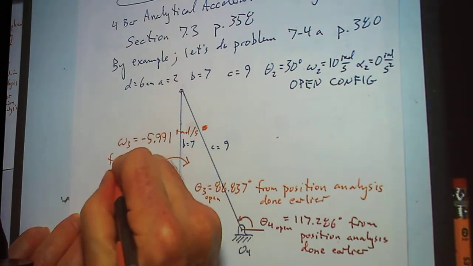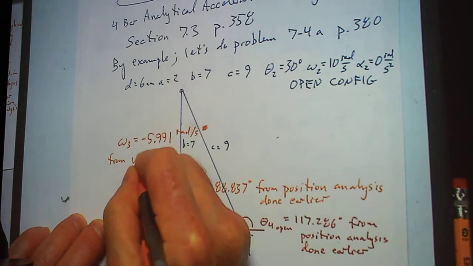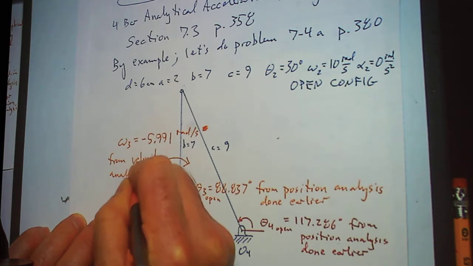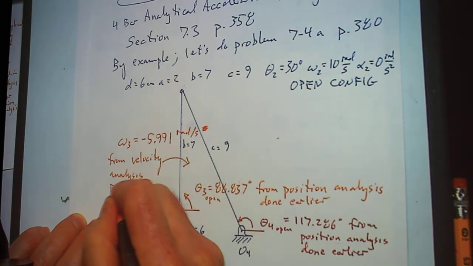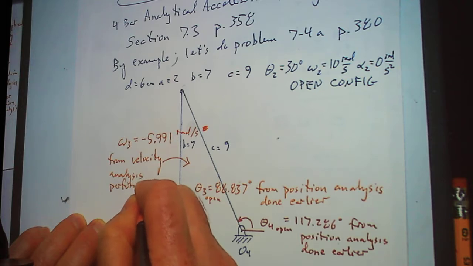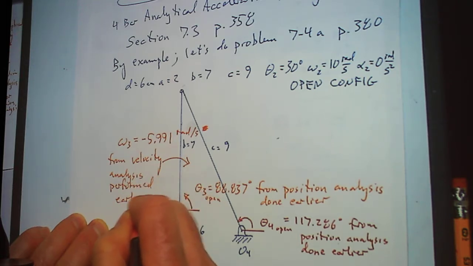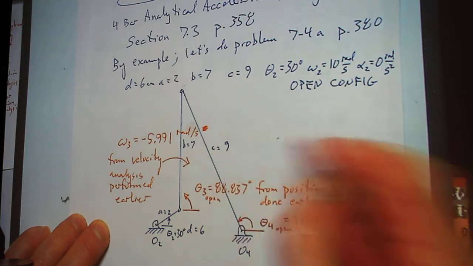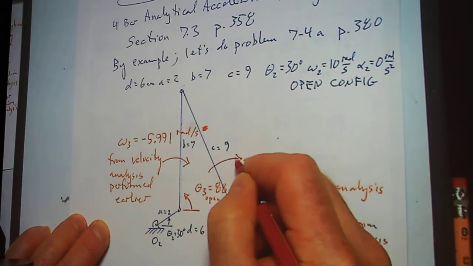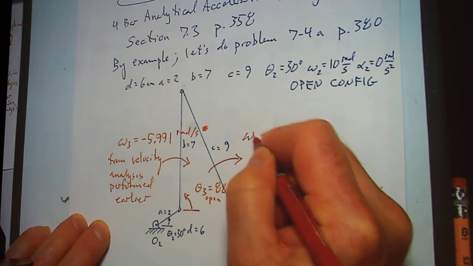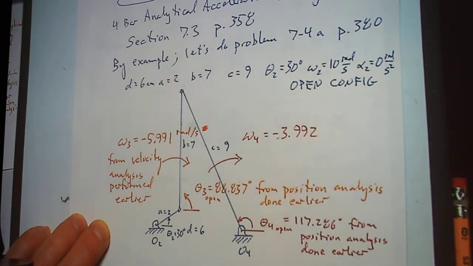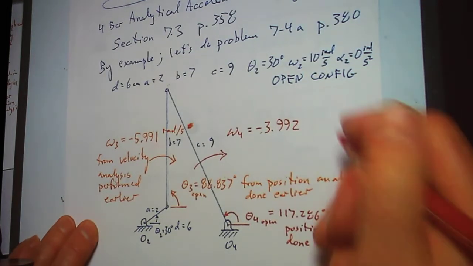This is from velocity analysis performed earlier. Okay. And my omega 4 equals minus 3.992. And the signs are important to carry this along.